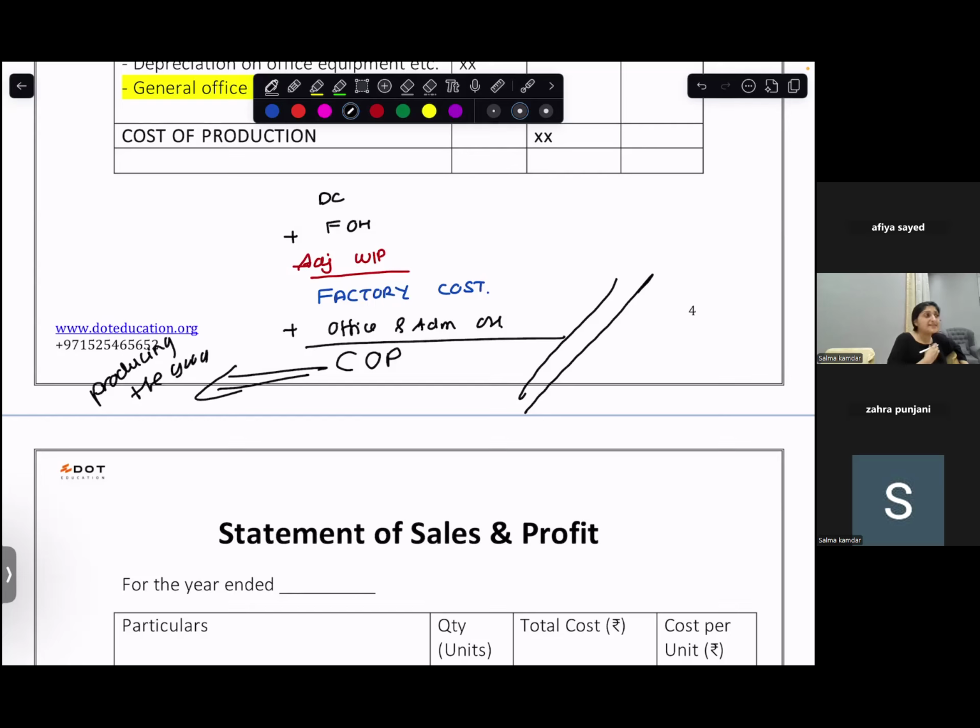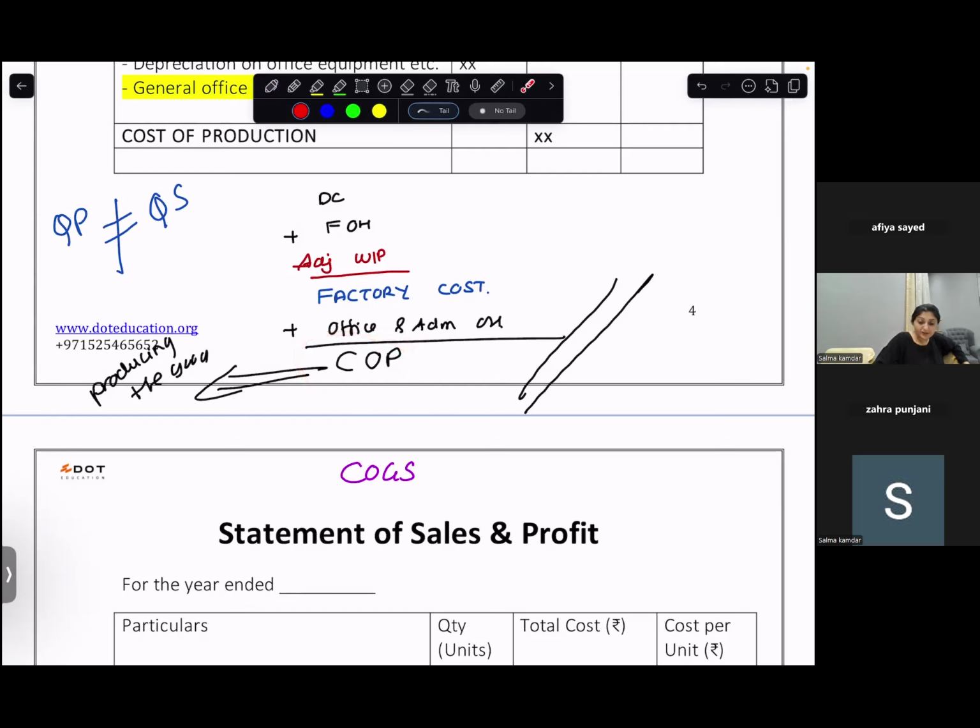But it is not necessary that whatever you produce is whatever you sold. Quantity produced and quantity sold may or may not be the same. So if the quantity produced is not equal to quantity sold, then you will also have to find the cost of goods sold. Please understand, this is cost of production.